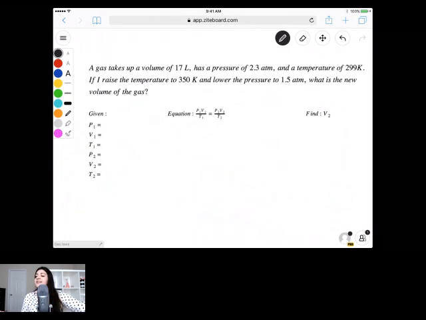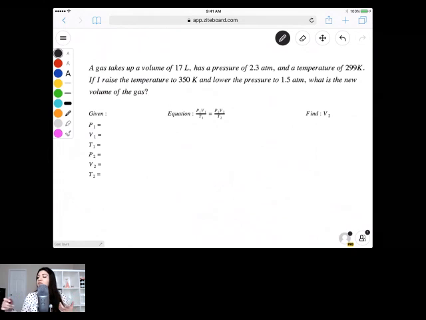A gas takes up a volume of 17 liters, has a pressure of 2.3 atmospheres and a temperature of 299 Kelvin. If I raise the temperature to 350 Kelvin and lower the pressure to 1.5 atmospheres, what is the new volume of the gas? So as I mentioned, you're going to see just an overload of information, and that's going to hint at using the combined gas law.